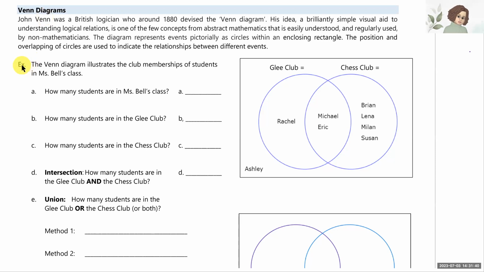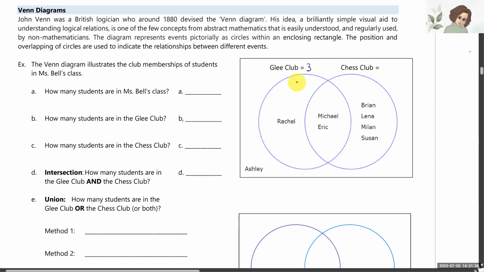The Venn diagram illustrates club memberships of students in Miss Bell's class. So let me look at the circle, this event, the Glee Club circle. These are my students in the Glee Club. Rachel, Michael, and Eric are in the Glee Club. I'll just put a 3 outside for those 3 students. So Michael and Eric, 2 students there. Rachel, 1 student there. So 3 students in the Glee Club.